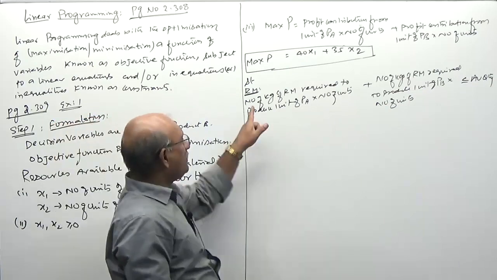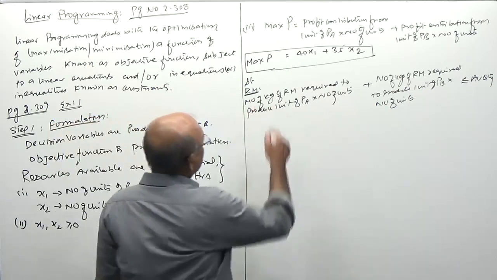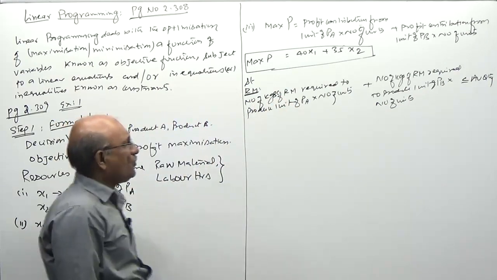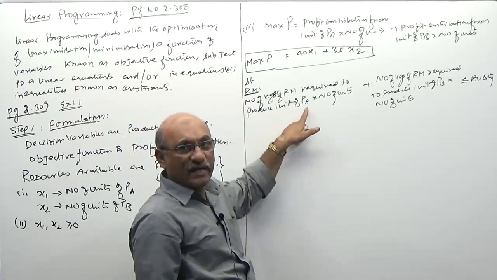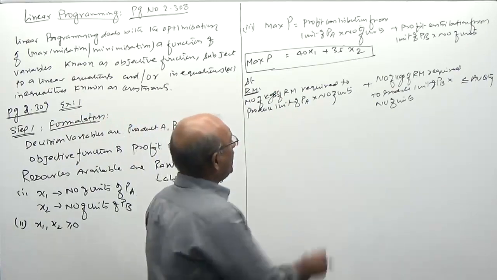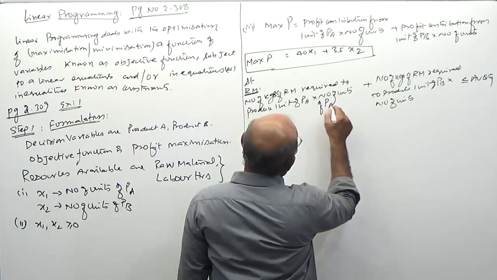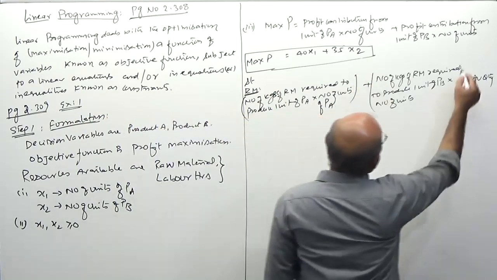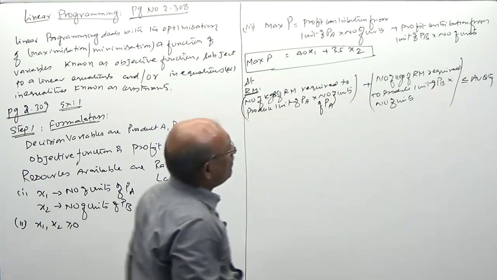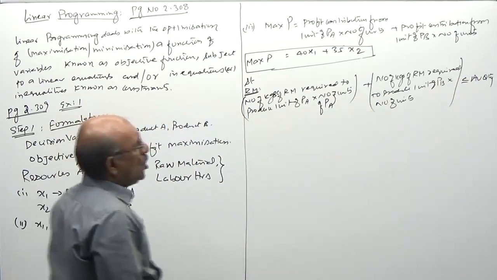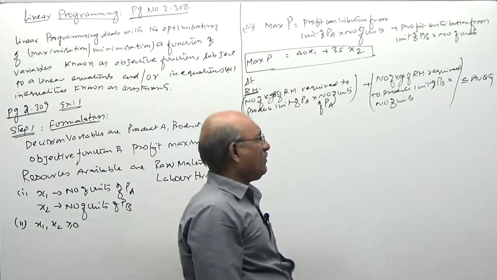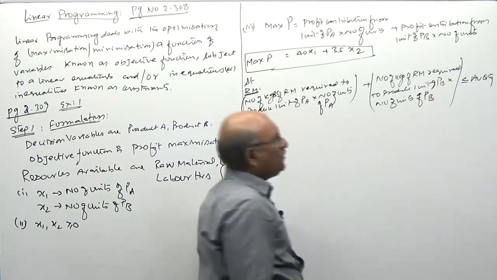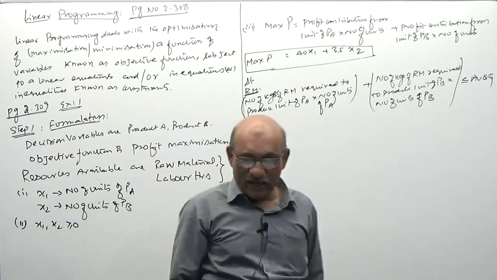Look at this one more time. Number of kilograms of raw material required to produce 1 unit of product A into number of units of product A, plus number of kilograms of raw material required to produce 1 unit of product B into number of units of product B. This must be less than or equal to available quantity.